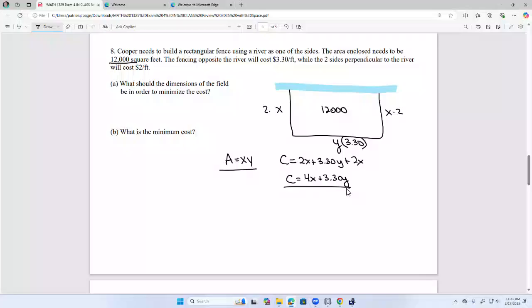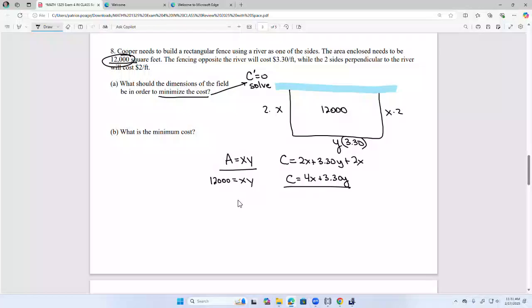I'm going to go back in and I'm looking for what dimensions of the field should be in order to minimize the cost. So that tells me what I'm doing. I'm taking the derivative of the cost, setting it equal to 0, and solving it. That means I'm going to use my area equation twice, which means my area equation is going to equal a number. And that's where this 12,000 comes in. It said that I have an area of 12,000.